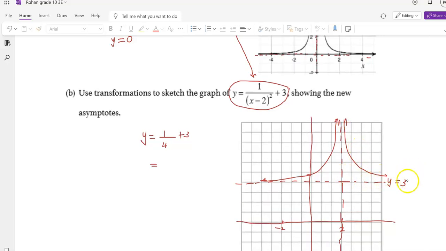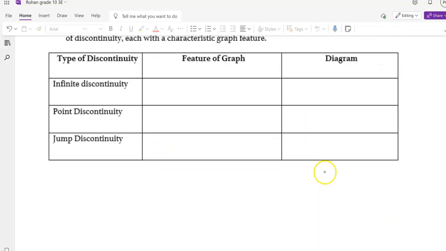So your vertical asymptote is x is equal to 2 and y is equal to 3 is your horizontal asymptote.